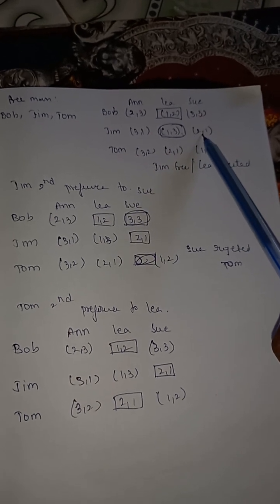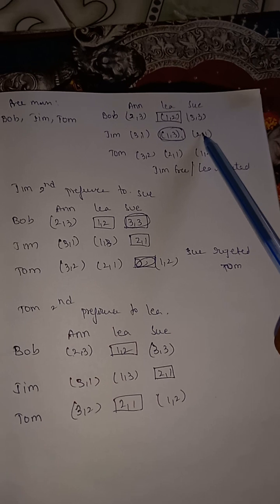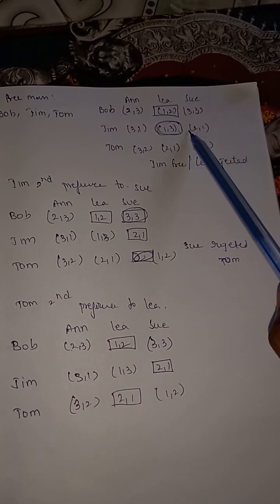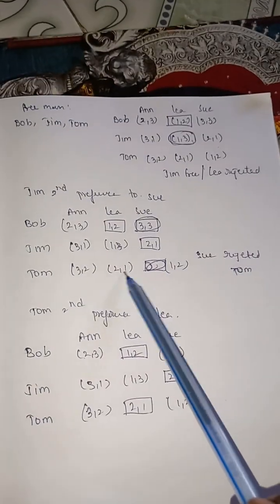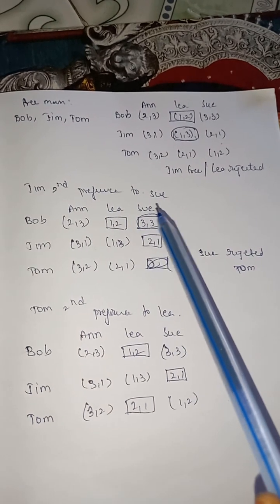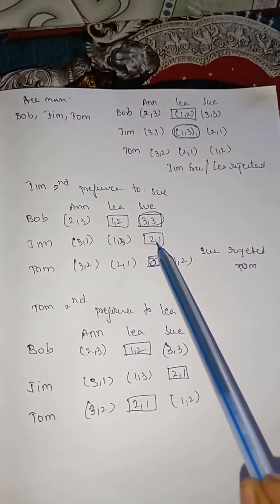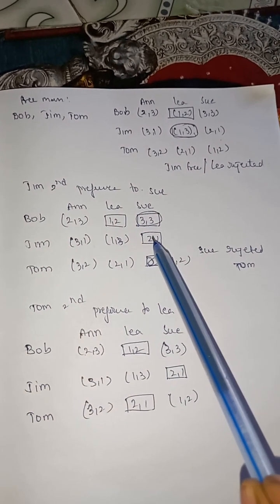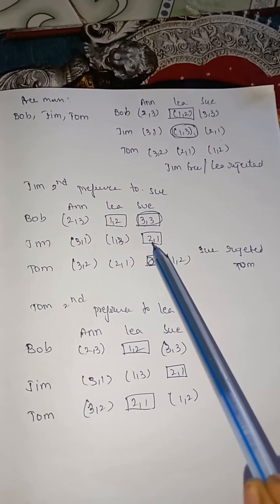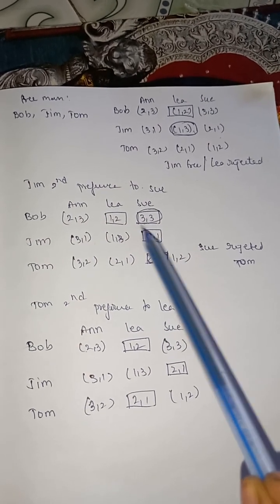Now Sue's preference is 1. We will check it here: Jim's second preference is Sue. Now we will make the pair here, 2, 1. Jim's second preference is Sue, and Sue's first preference is Jim.